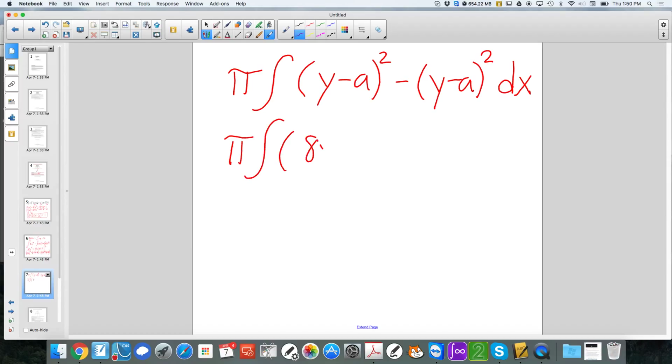8x to the third, and our axis was 1, minus 1 squared, minus sine pi x minus 1 squared dx. And this would be the correct written out expression, but Peter, like I said before, if we do it backwards, what do we get in terms of the answer?